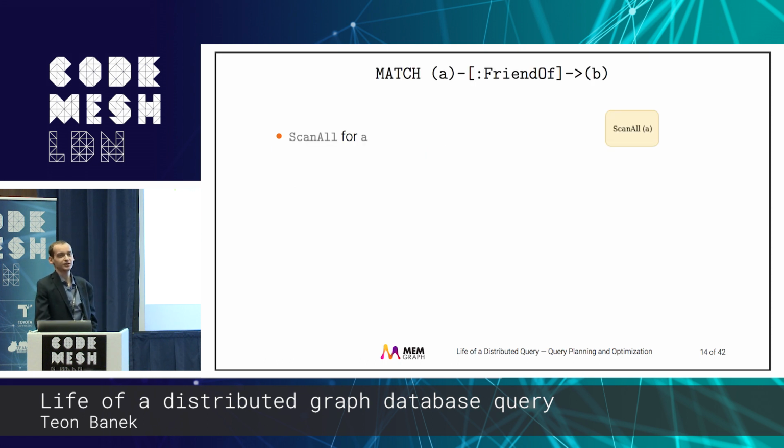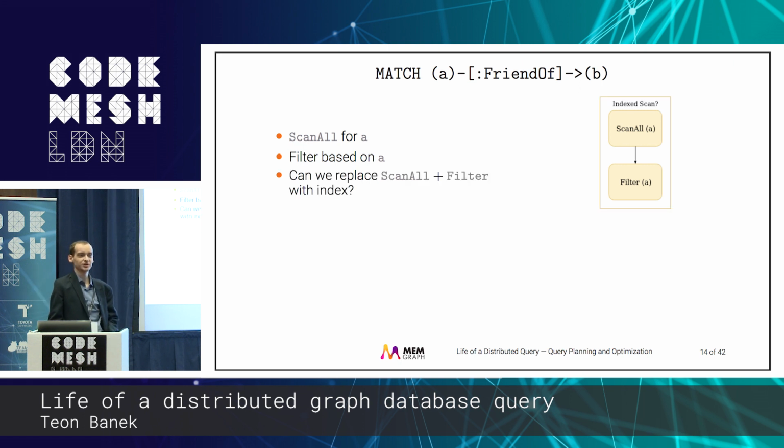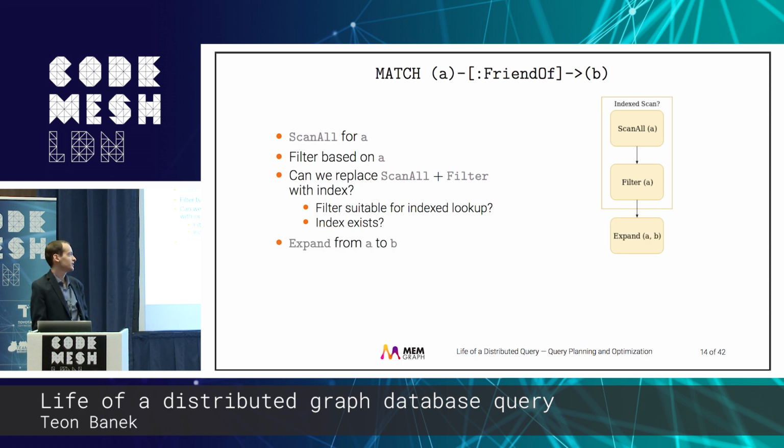So let's take a look at our first interesting case, which is just finding the source. So we will plan a scan all operation, pipe that output into a filter based only on A symbols, see if we can maybe replace it with an index. And this usually means where the index exists, and as I said, whether the filter is suitable for that. Afterwards, we just traverse all the outbound edges and filter the results.